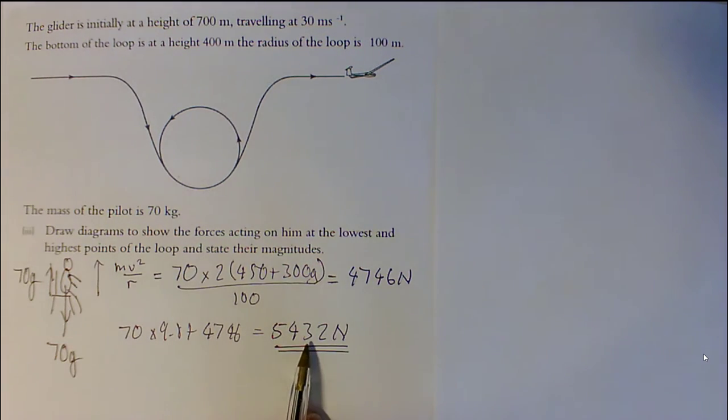If you just relate that force there to the weight of the pilot, which is just 70g, which is round about 700 newtons, the pilot's pulling something like 8 Gs there. I don't think that pilot would be feeling very well. So that's my answer for the force on the pilot at the lowest point on the loop.